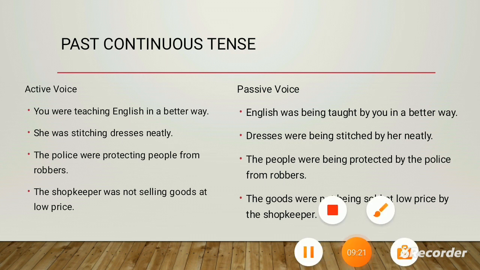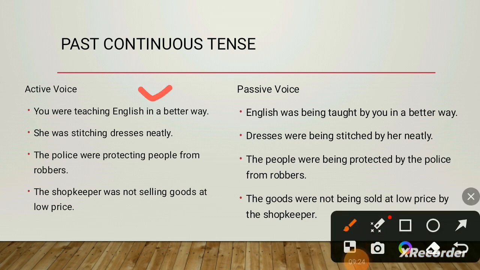There are a few more examples. You were teaching English in a better way. English was being taught by you in a better way. She was stitching dresses neatly. Dresses were being stitched by her neatly. The police were protecting people from robbers. The people were being protected by the police from robbers.